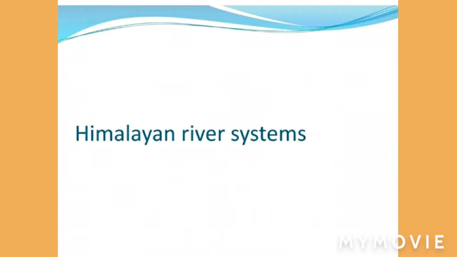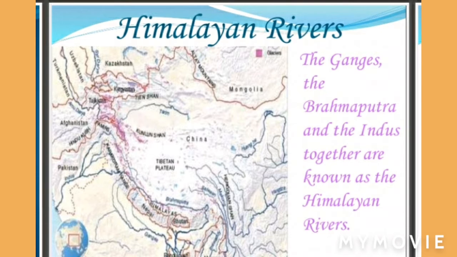Now next we will discuss the Himalayan rivers. The major Himalayan rivers are the Indus, the Ganga, and the Brahmaputra. These rivers are long and are joined by many large and important tributaries. A large river along with its tributaries may be called a river system.